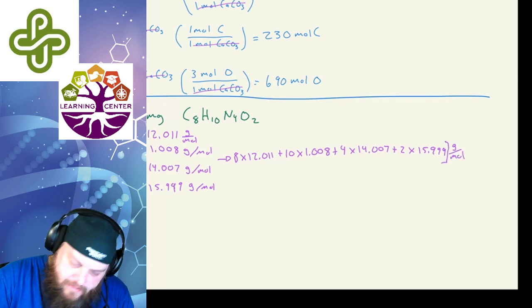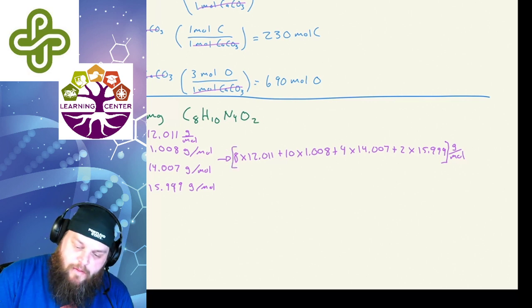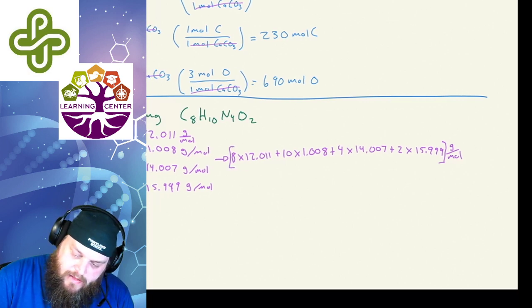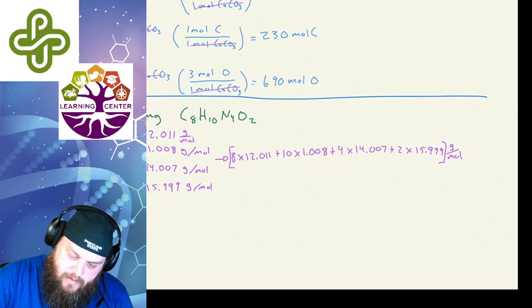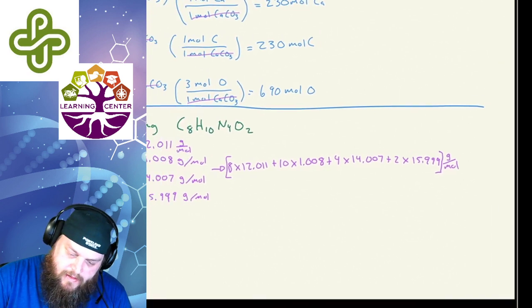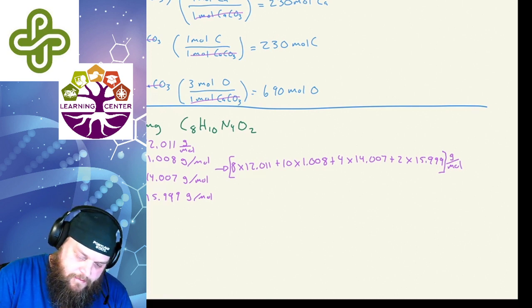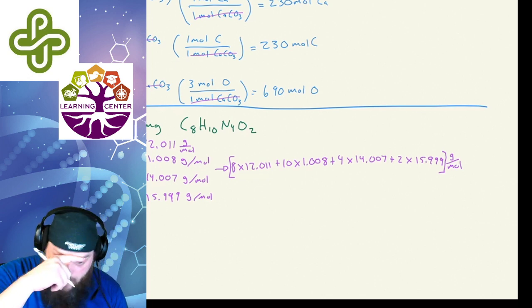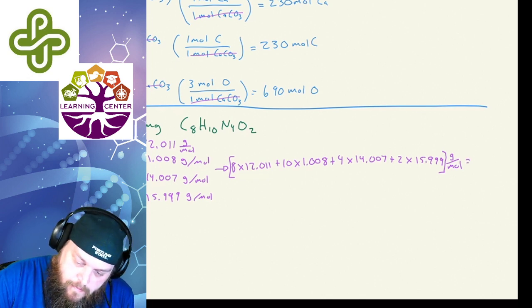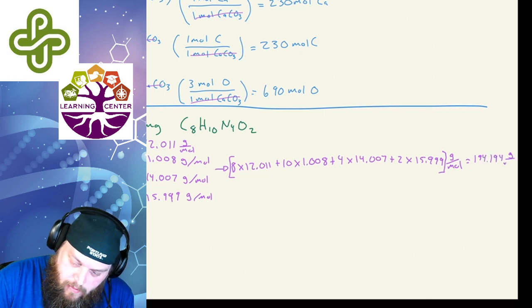I'm going to put brackets around there so it's proper, and we can pull out our calculator and see what we get. So it's 8 times 12.011 plus 10 times 1.008 plus 4 times 14.007 plus 2 times 15.999. And that's going to be 194.194. That is grams per mole.